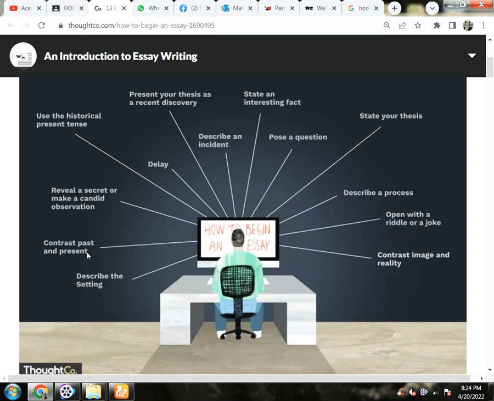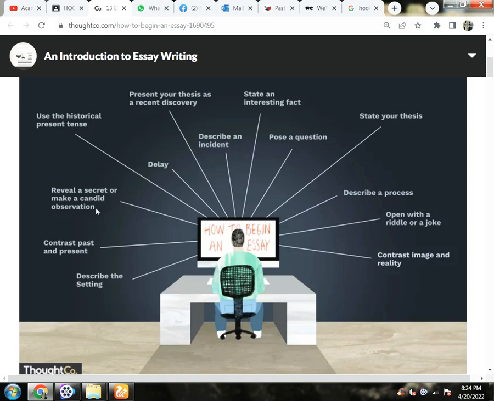All right, contrast past and present. I would say argumentative or even maybe narrative. You're looking at different scenarios that happened in the past and then what's going on in the present and so on. So it'll be a good way to open a narrative or a descriptive or an argumentative essay.